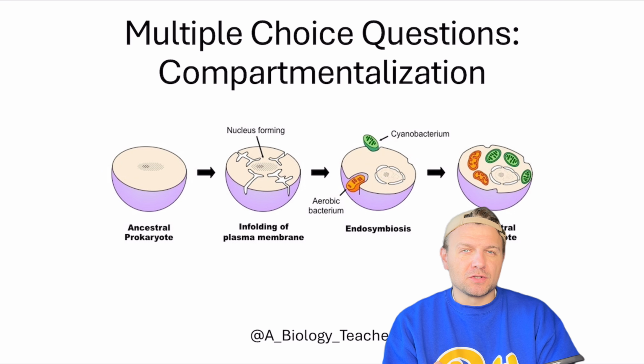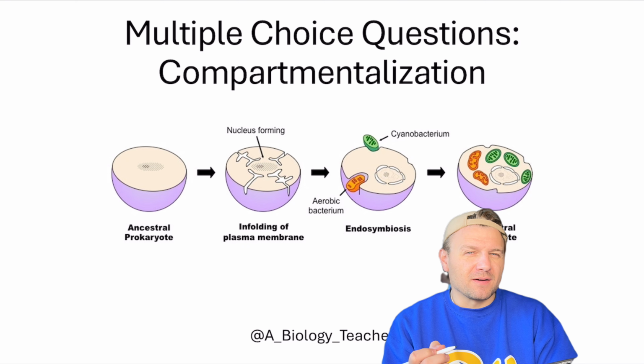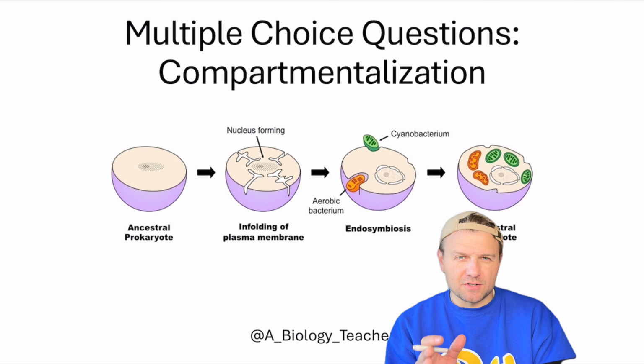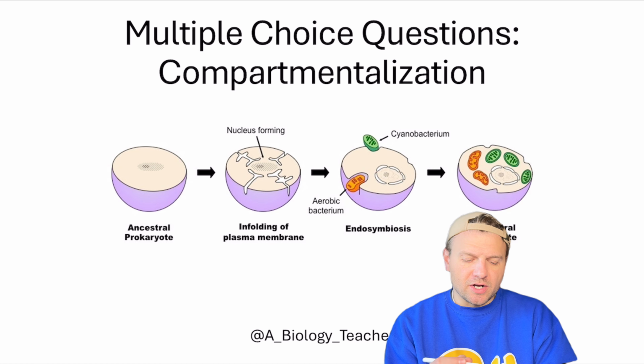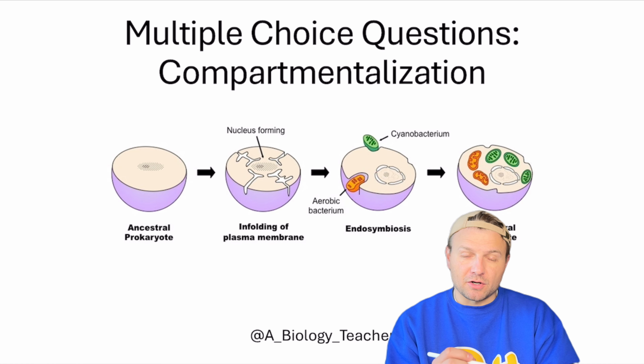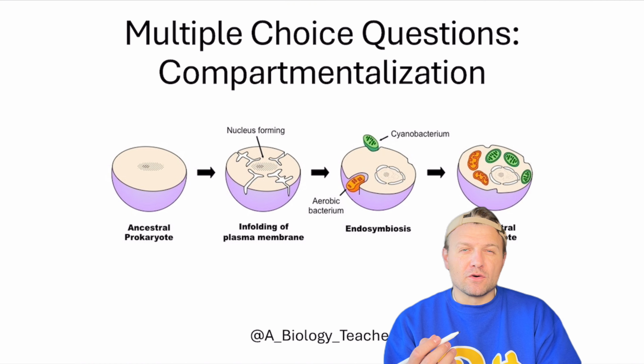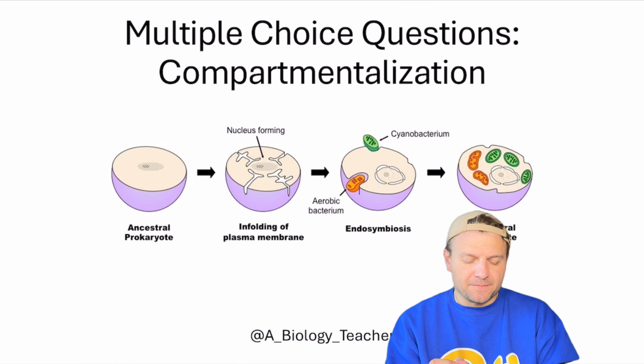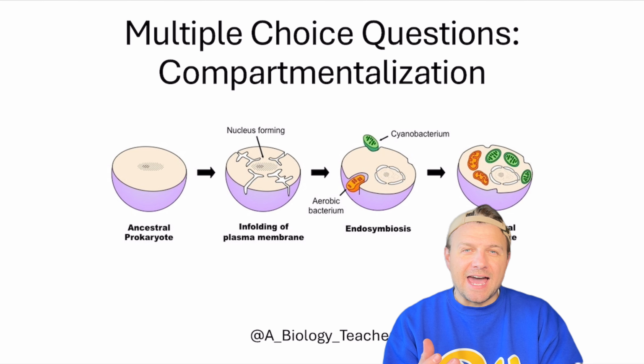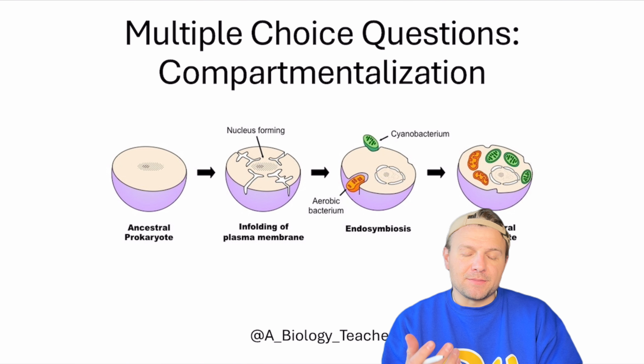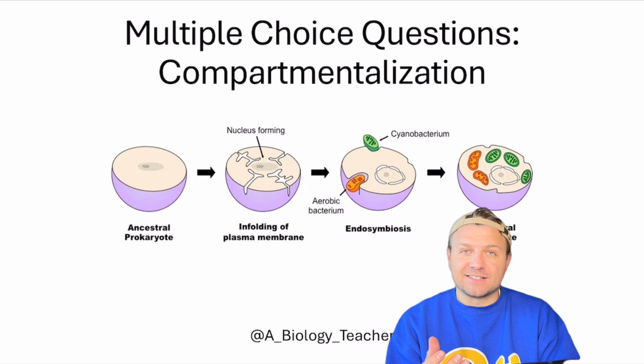Let's go through 3 multiple choice questions about the topic of compartmentalization. Before we get into these questions, let's quickly review what this concept is. Basically, in a eukaryotic cell, the organelles create a smaller space for specific reactions to occur. What these smaller spaces do is enclose all of the reactants, the substrates, and the enzymes into one small area so they can more efficiently have access to each other.